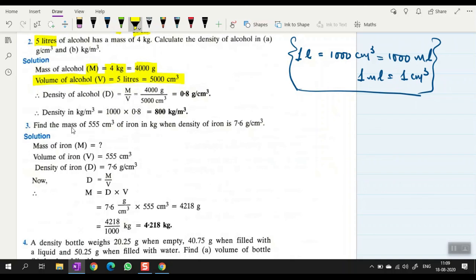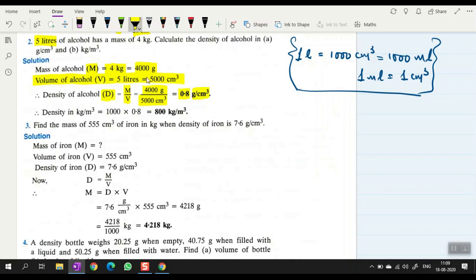Next is the density of alcohol. We have to find the density of alcohol. So density of alcohol D is equal to mass upon volume, mass per unit volume. What is the mass? 4000 grams. What is the volume? 5000 centimeter cube. So density of alcohol will be 4000 upon 5000, which is 0.8 gram per centimeter cube.